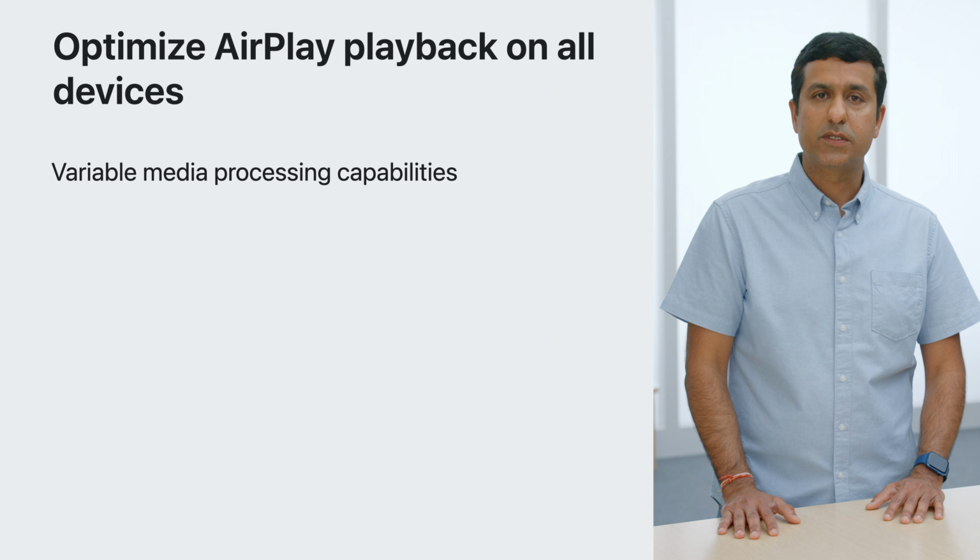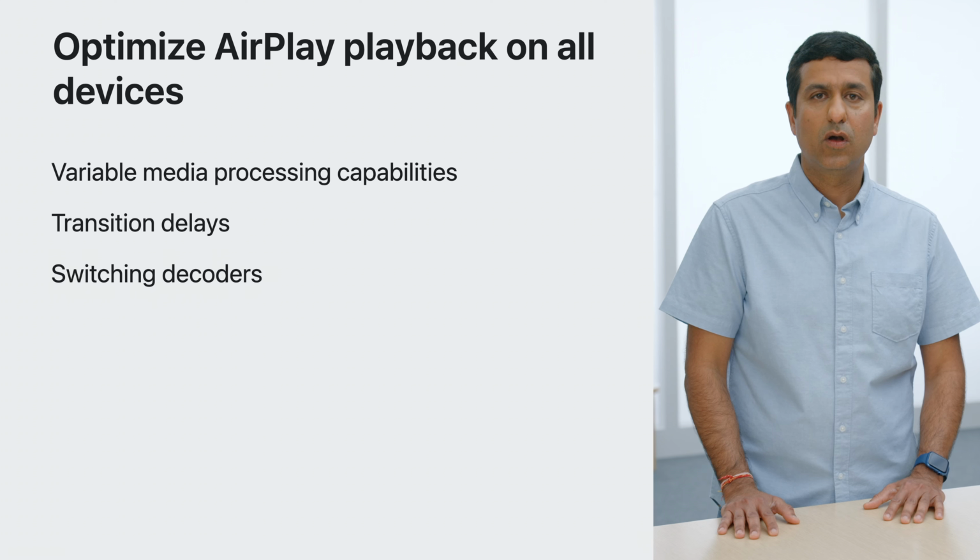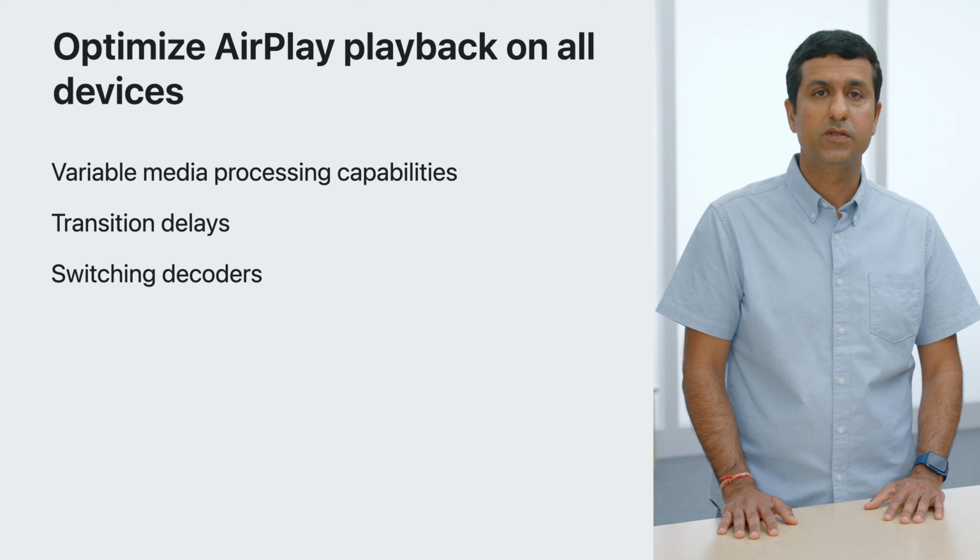Due to the difference in media processing capabilities, some AirPlay receivers may have transition delays when switching between media assets. One of the common reasons for transition delays on some AirPlay receivers is the time taken to switch the decoders from one video format to another. Due to the difference in media processing capabilities on some receivers, this switch between the decoders may take time, which can introduce transition delays. For the interstitial use case, an example of this can be the primary asset is encoded with AVC, while the interstitial asset is encoded with HEVC.